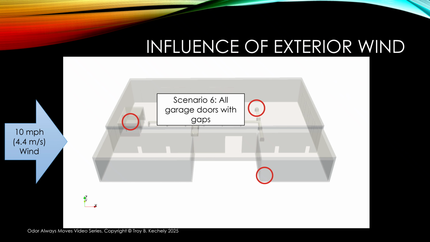And then the last one, we're going to look at multiple openings. So all the sides of the structure have garage doors. We're going to have all of those with gaps, basically as if all the seals were bad in them, just to give a lot of potential pathways for the wind, just to see how that may impact it.